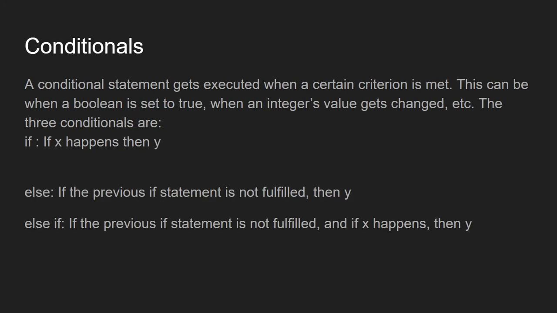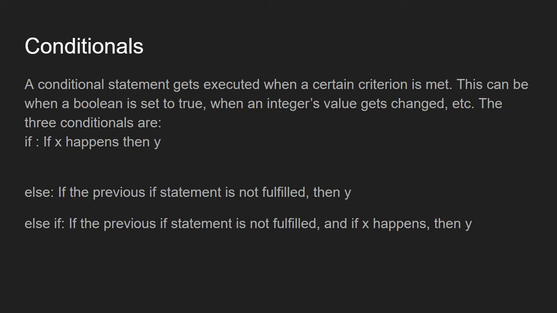Conditionals. So these are how we get into the logic of JS. So we have the variables, we have how to store data. Now we're going to learn how to process that data. One way we can do this is using conditionals. There are 3 types of conditionals: if, else, and else if. An if statement says if x happens, then y. So if your number is equal to 3, then do other code.